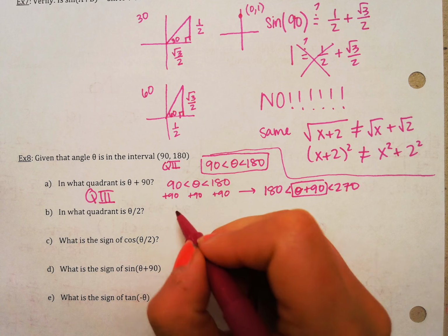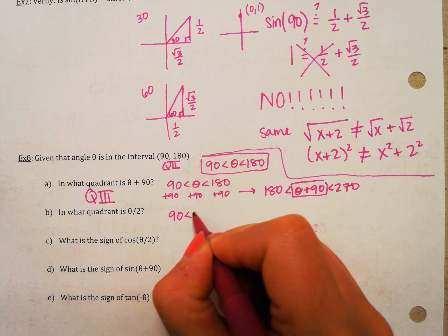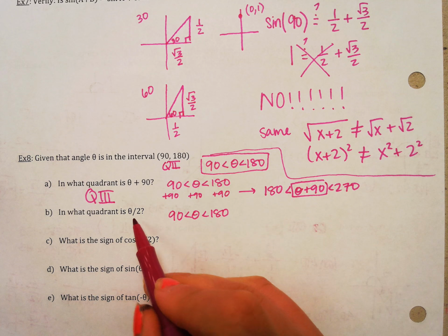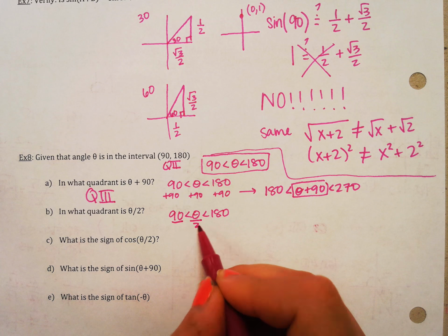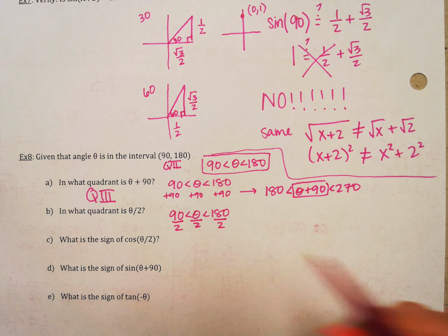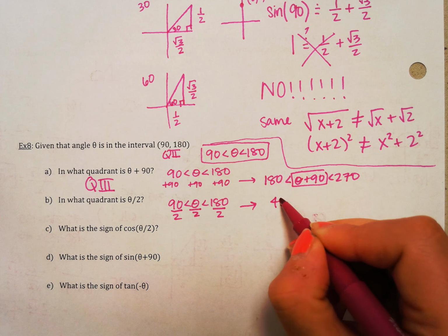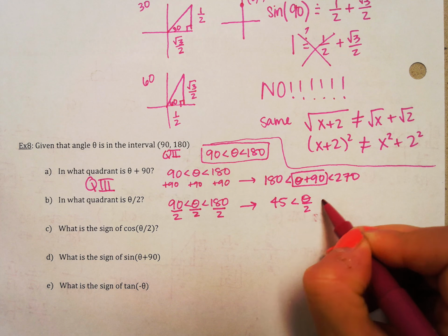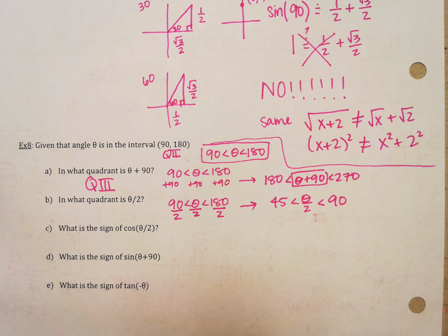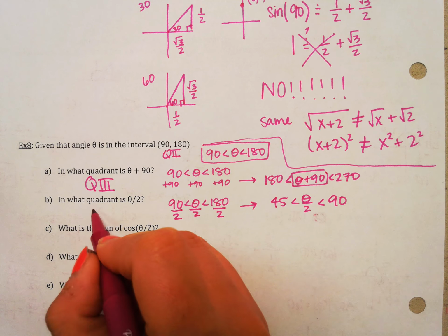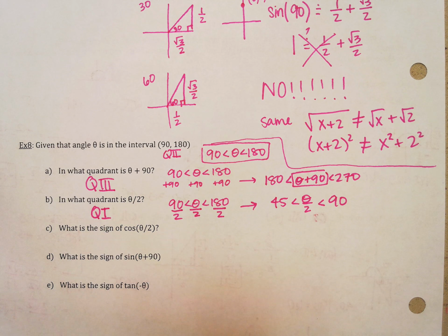Okay, well, what about theta over 2? So I'm going to start again with my original, and I want to cut it in half this time. So I want theta over 2 to be in the middle. So I have to cut everything in half. So now I'm between 45, theta over 2, and 90. So what quadrant is between 45 and 90? That's going to be in quadrant 1.